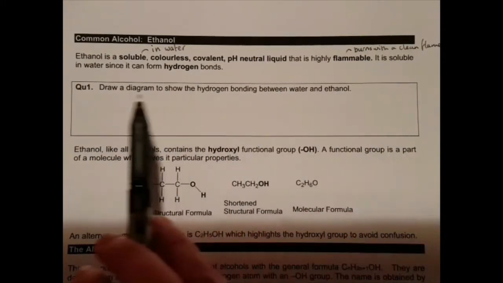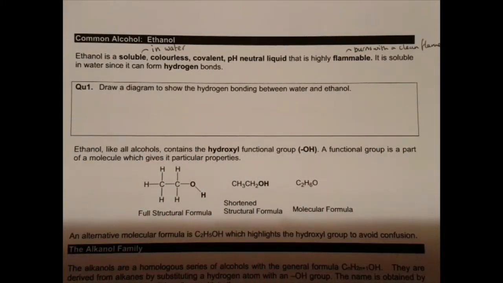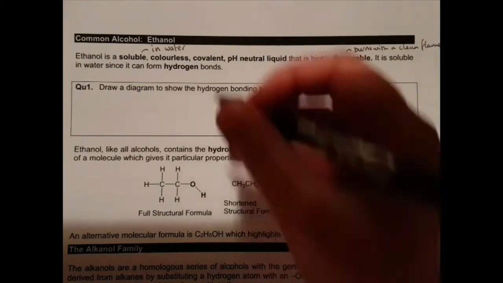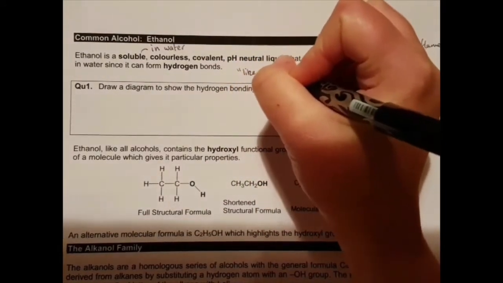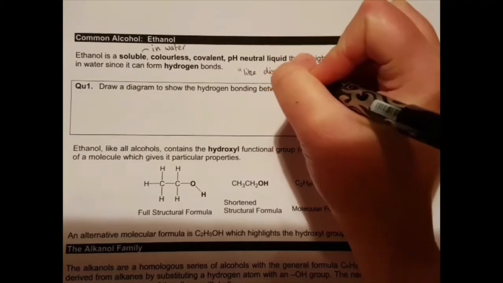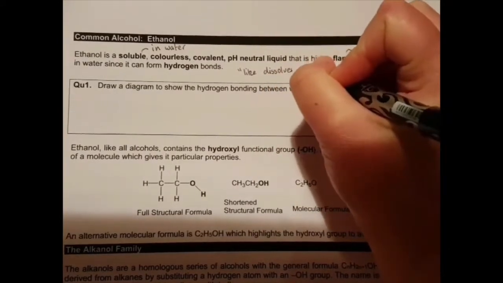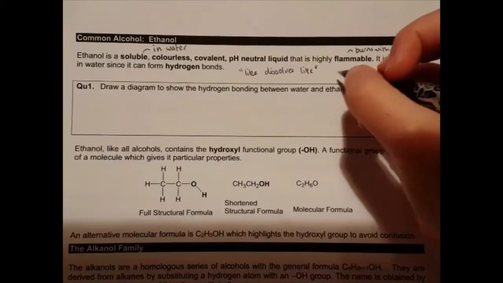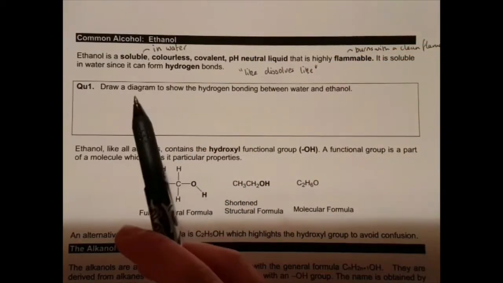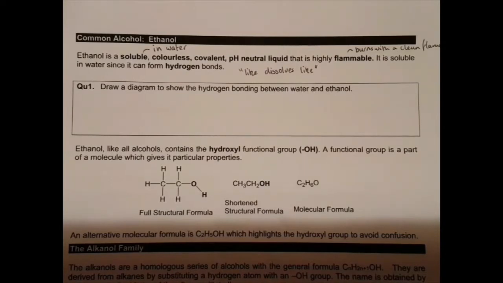Okay, so it's soluble in water since it can form hydrogen bonds. So remembering back to our first topic on intermolecular forces, we've got this phrase, like dissolves like. That means that substances with similar intermolecular forces are more likely to be soluble in each other. So water is highly polar and can form hydrogen bonds. Ethanol, because it can also form hydrogen bonds, is therefore then likely to be soluble in water.